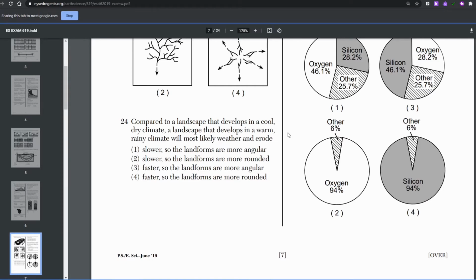24. Compared to a landscape that develops in a cool, dry climate, a landscape that develops in a warm, rainy climate most likely will weather and erode slower or faster. A landscape that develops in a warm, rainy climate will erode faster, and the landforms will be more rounded.